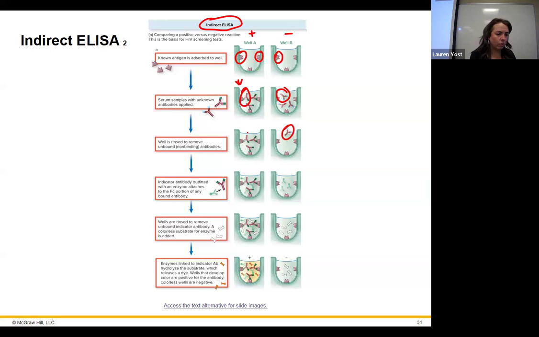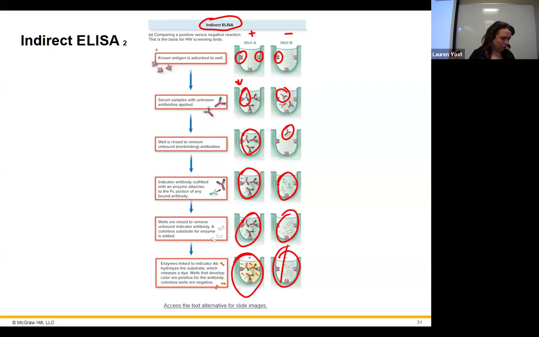We recognize that antibodies are still there with our little enzyme linked guys. These guys are going to get washed out. Add the substrate. That's not going to be able to stick to anything or get cleaved. So there is no color change here. And there is a color change here because everything's still stuck in there interacting with everything causing a color change.